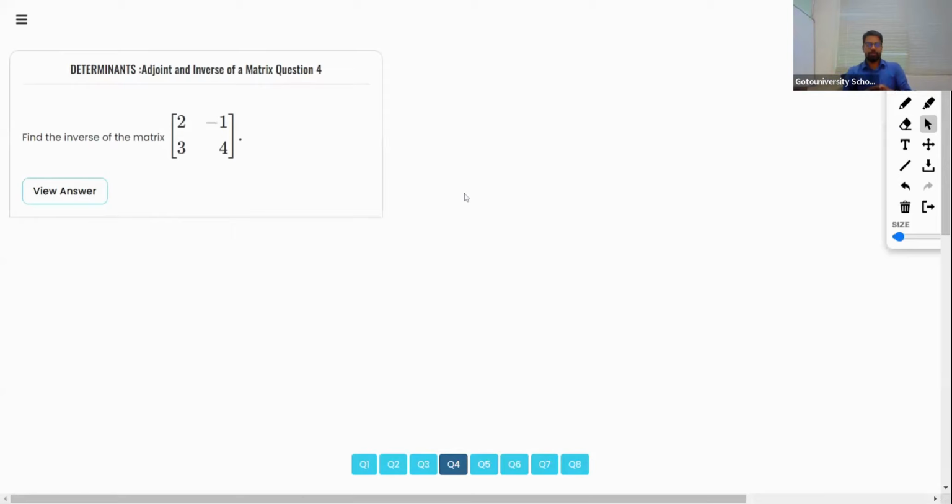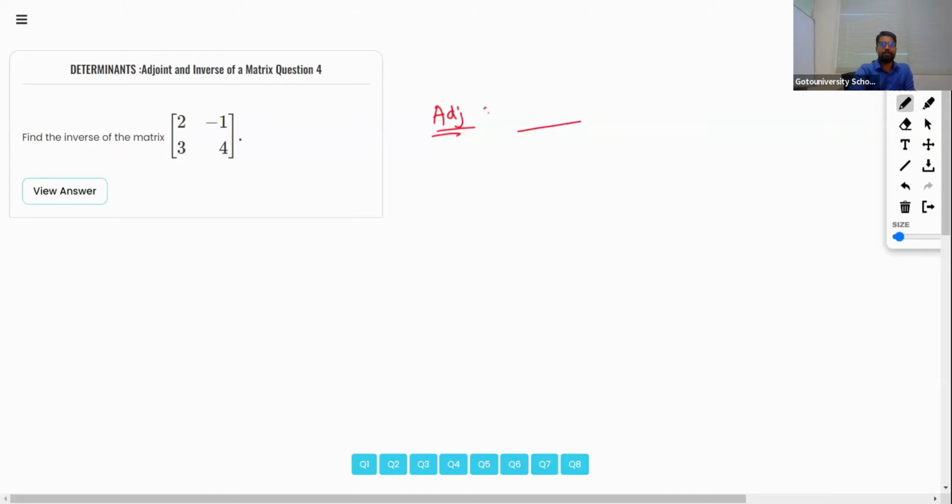So we are left with one more concept, finding the inverse. So finding a solution of matrices or linear equations by applying determinants to the matrices. That's the last part of this class, so we'll quickly go there. It's a 2x2 matrix. Easily we can find the adjoint first. What is the adjoint of this given matrix?